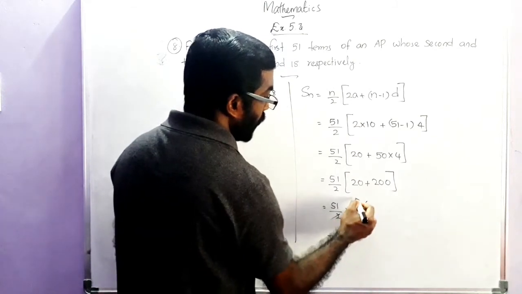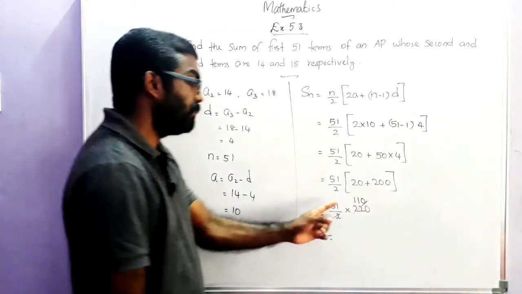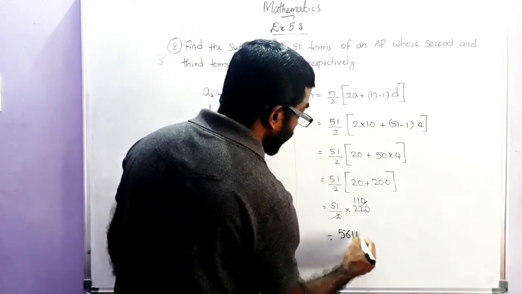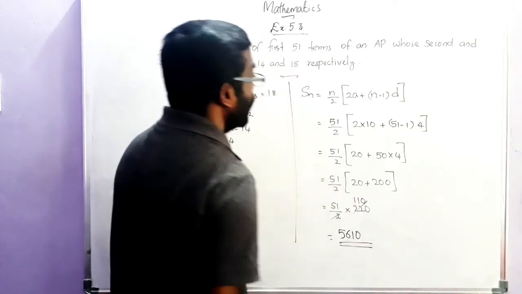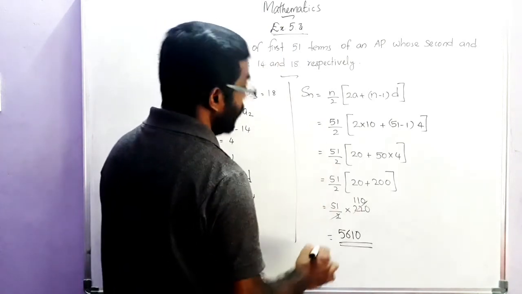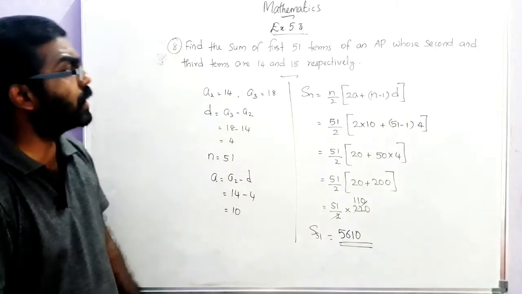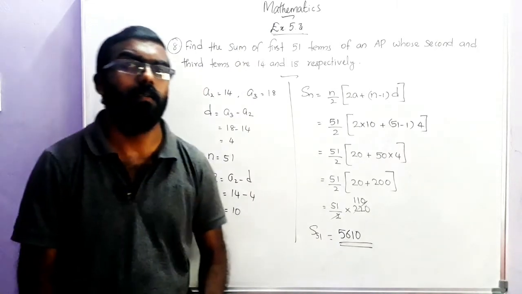220 and 2 we can cancel, 110, and 51 into 110 is 5610. That means the sum of first 51 terms, S51, is equal to 5610. Clear?